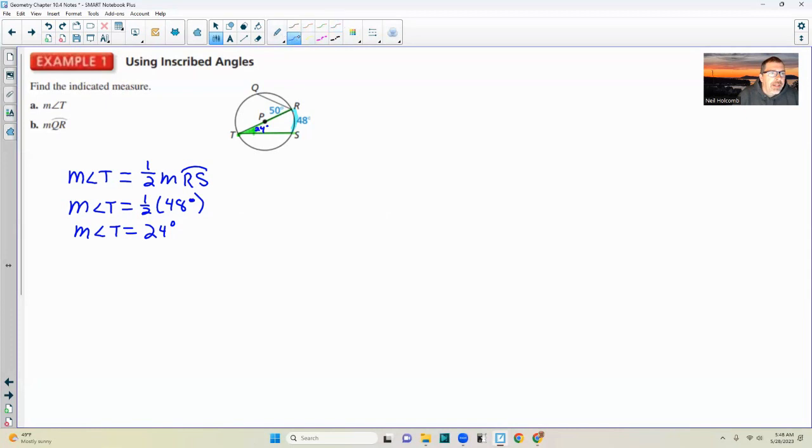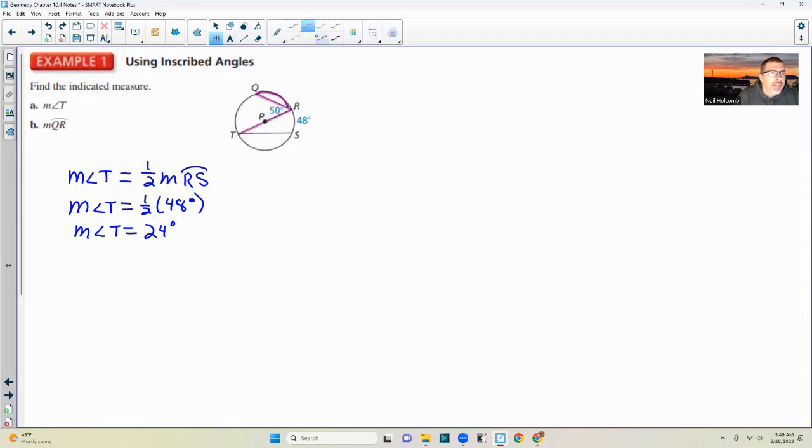Okay, and now let's take a look at arc QR. So arc QR, be careful what they're asking for. Arc QR is right here. So let me erase all of this. Now we're looking at just this arc here. But notice we have, let me get my highlighter again. Let's do this. And so here is the key to this problem. This is a diameter.